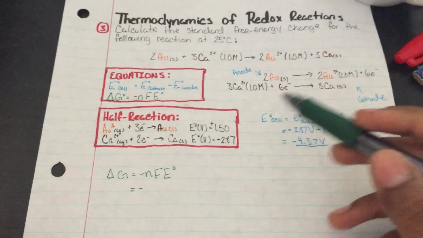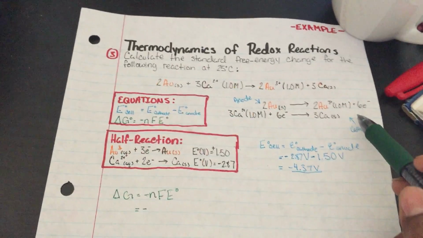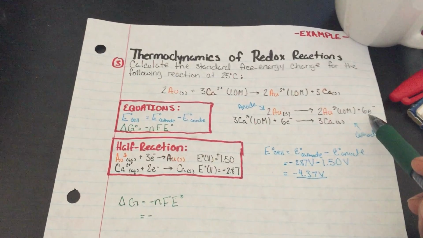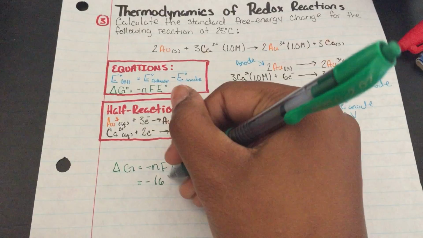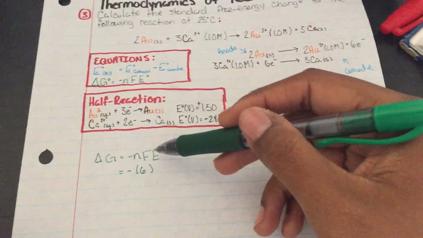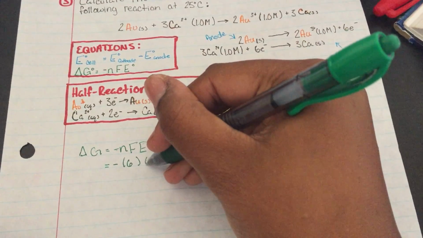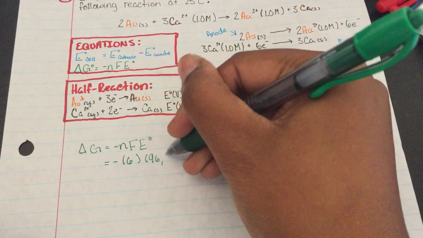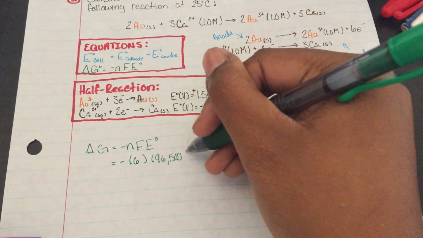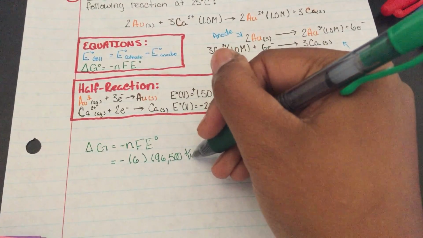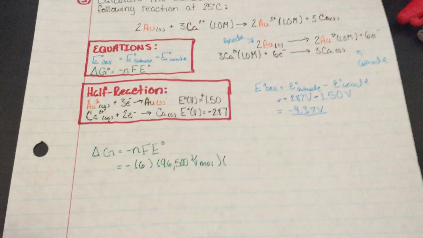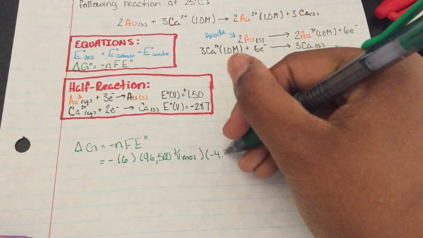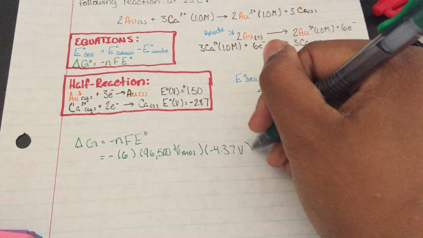Our n we get from our electrons, and we see that in both half reactions 6 electrons are being transferred, so our n will be 6 times Faraday's constant, which is always 96,500 joules per volt times moles, times our standard EMF value, which is negative 4.37 volts.